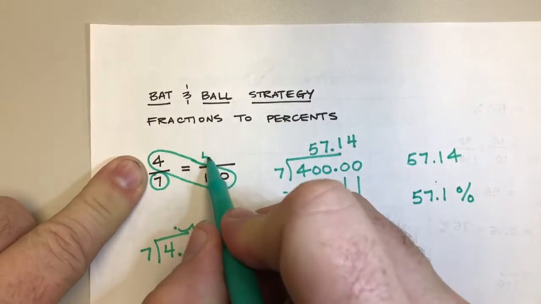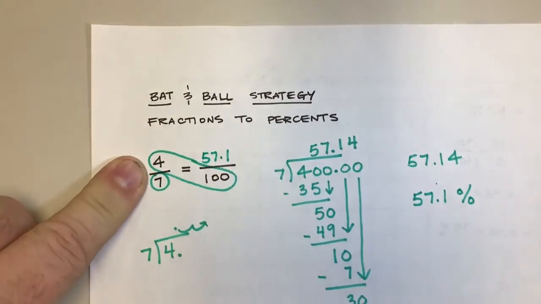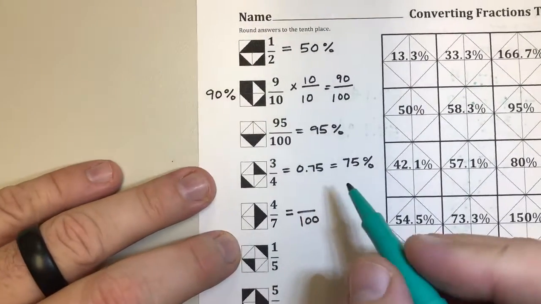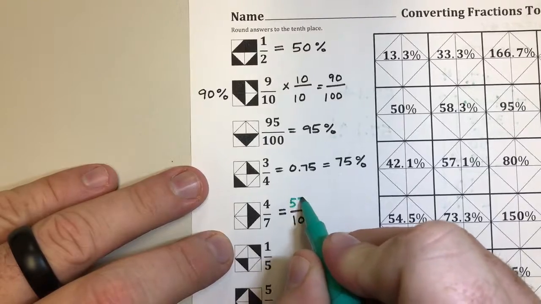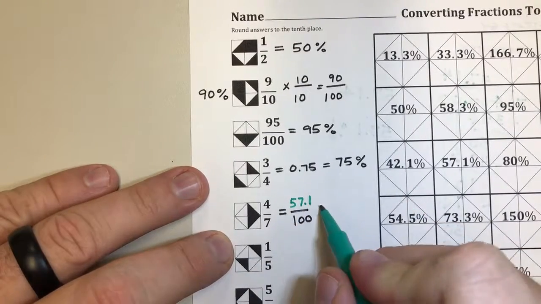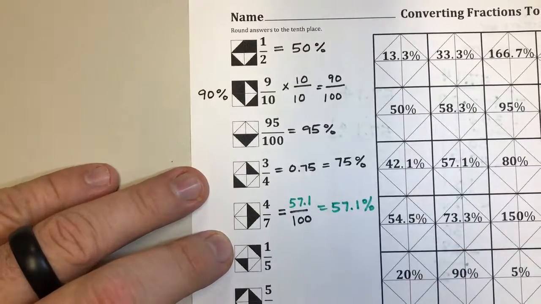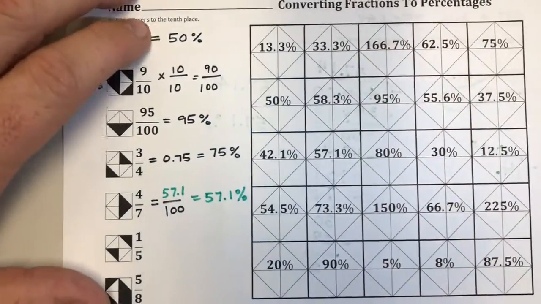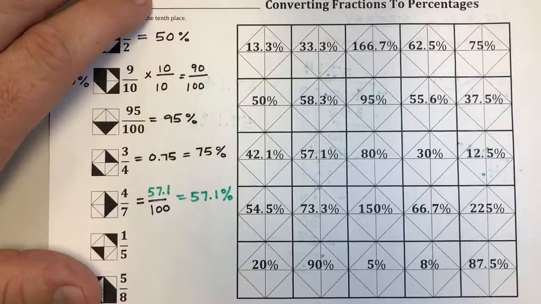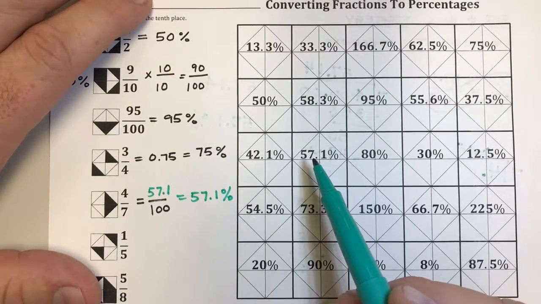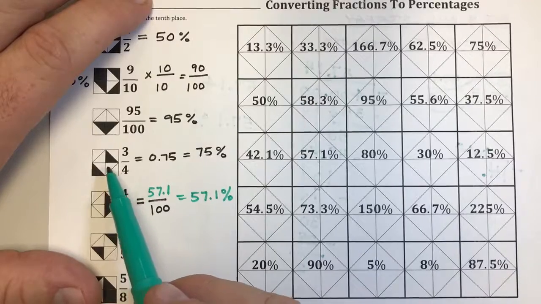So we're 57.1 out of 100. And so we can come back over in this case and say 57.1 over 100, or just 57.1%. And in this case, in the activity that we're doing here, we can find 57.1% and shade in accordingly using the key.